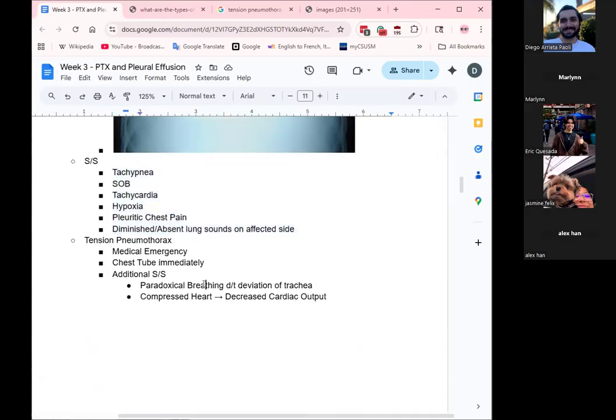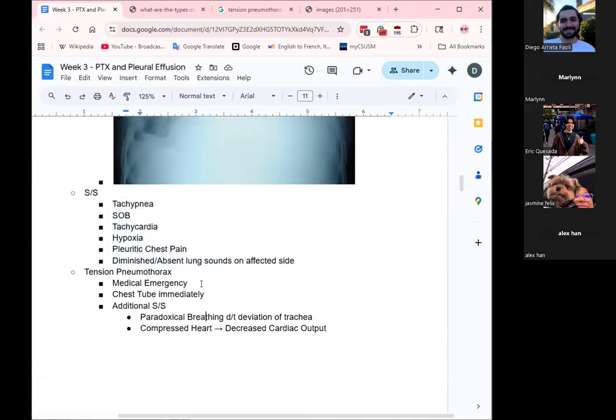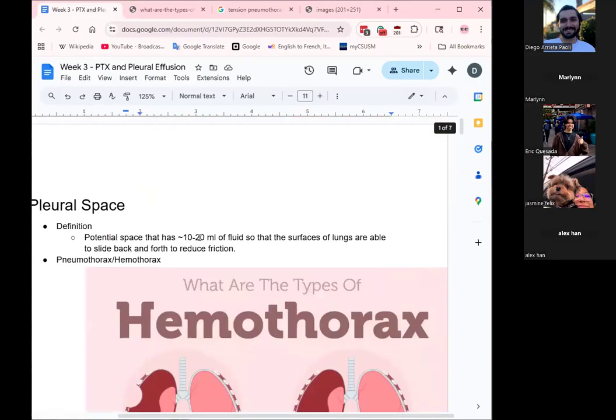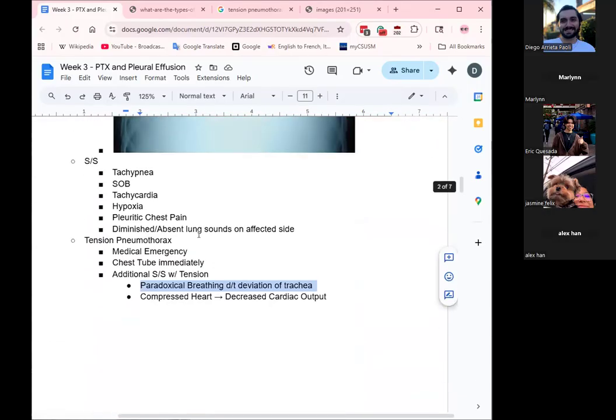The only one I know not to get confused by is the tension pneumothorax and the paradoxical breathing. Just keep in mind this one only really occurs with the tension pneumothorax, and they call it a flail chest with the deviation. This one's not present in a regular pneumothorax or a hemothorax. So if this is a select all that apply, don't click the paradoxical breathing because this one's only the tension pneumothorax.